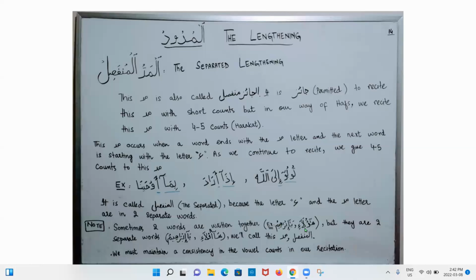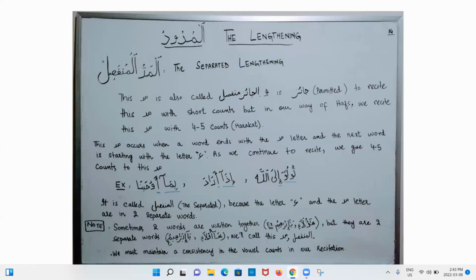For example, ha'ula'i or ya Ibrahim. You can find them written like this in the Quran, but actually, they are two separate words. The first one, like this, ha is separate and ula'i is separate. And ya Ibrahim, ya is one word and Ibrahim is the next word.